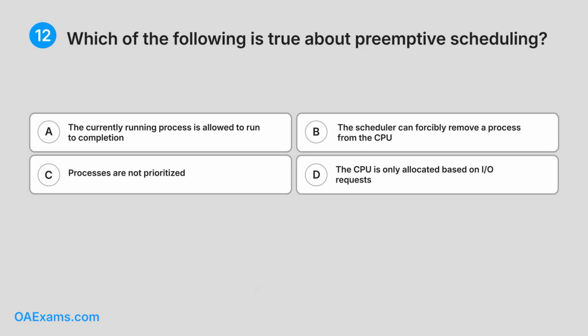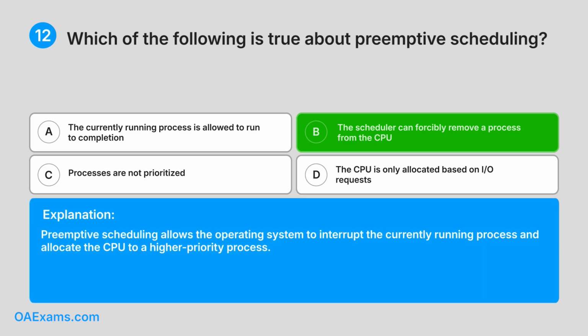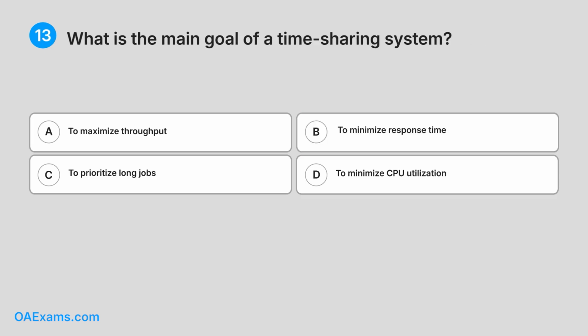Correct answer: B. The scheduler can forcibly remove a process from the CPU. Explanation: preemptive scheduling allows the operating system to interrupt the currently running process and allocate the CPU to a higher priority process. 13. What is the main goal of a time-sharing system?